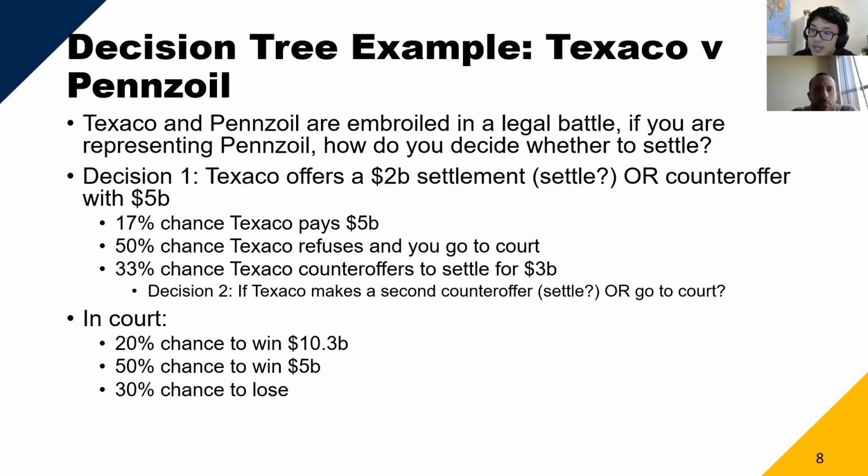And then you can estimate probabilities of what would happen if you made any particular decision. If you decide to settle, that's that, you end up with $2 billion. But if you choose to make a counteroffer, there's some percentage of the time that Texaco will accept that counteroffer and pay you that settlement amount. There is some probability that Texaco says no, we don't accept that counteroffer, let's go to court. And then there's some possibility that Texaco provides another counteroffer to settle for $3 billion. In that second counteroffer, you have another decision to make, which is, should I take that counteroffer or should I still go to court? If you go to court, you have some chance to win money of different varying amounts and some chance to lose.